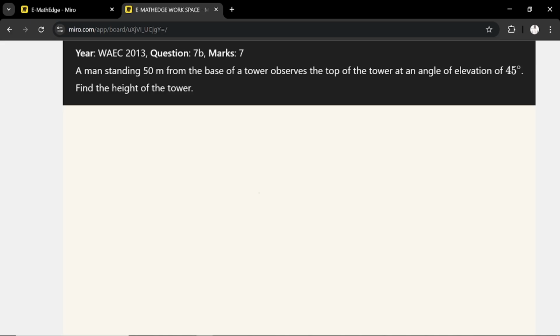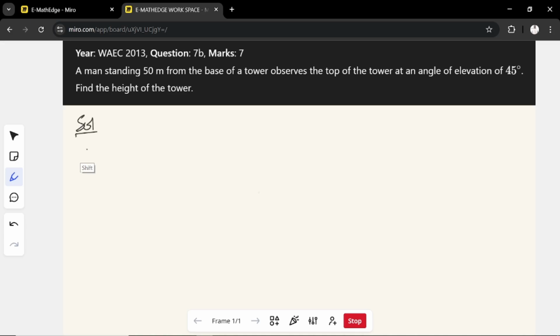So as I used to tell you, the first thing you need to consider whenever you see such a question is to try to understand what the question is saying and also try to figure out what the available data are. We have 50 meters, so what is that 50 meters standing for? And also the 45 degrees which is given, you need to understand where to place it. So let's try to bring out a diagram from this question.